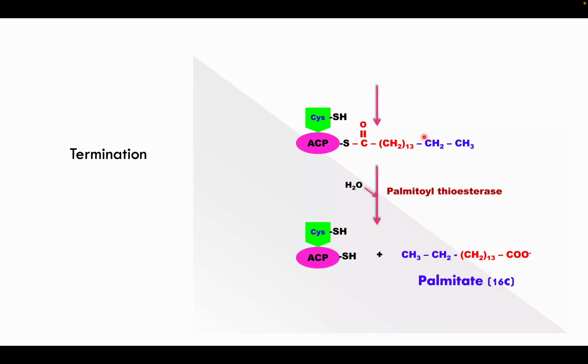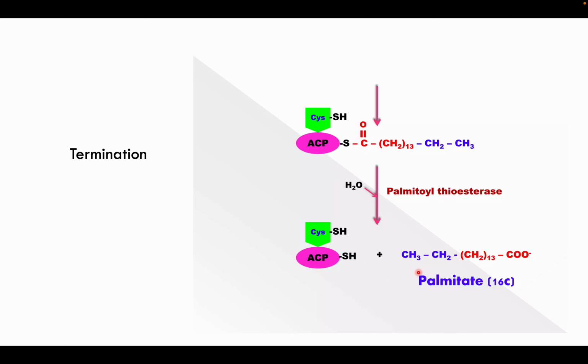And once you do this, if you need a length of 12 to 13 or 16, in this case we are talking about palmitate, which is a 16 carbon molecule. And when you reach a 16 carbon molecule, you need to separate this from the ACP carrier protein, right? So what we use is called palmitoyl thioesterase, which breaks the thioester bond with the thiol group, right? SH is released, and then we get a free palmitate.